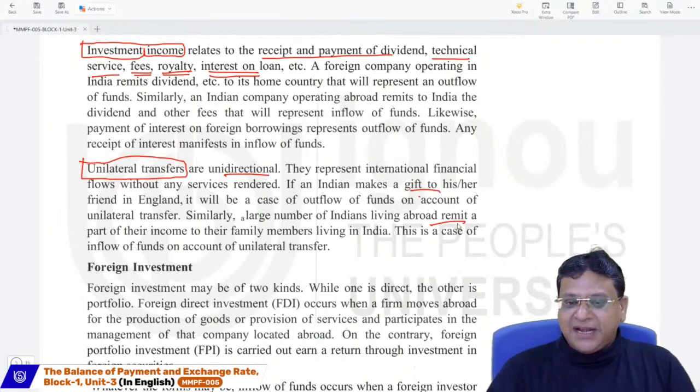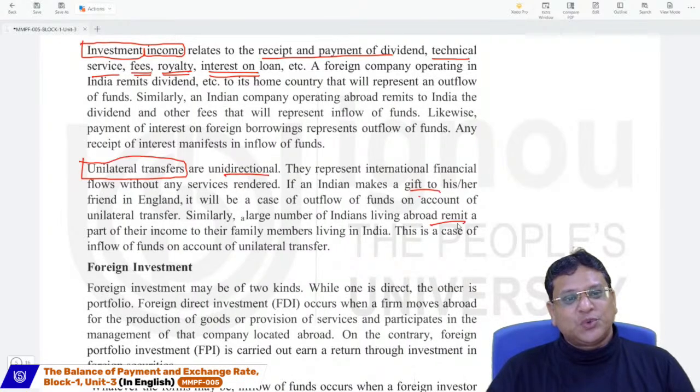So we have discussed the items of the current account. Those are clear. Current account transactions relate to two things, visibles and invisibles. Visibles refers to which items? Goods. And invisibles refers to three things. What are the three things? First one is services, foreign services, then foreign investment income, and foreign unilateral transfers.